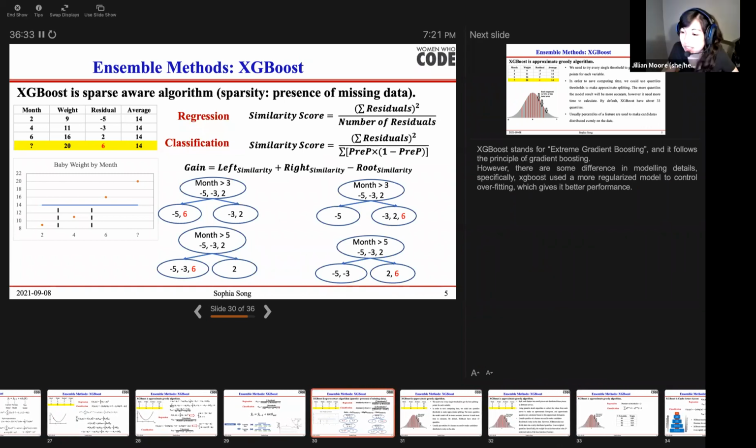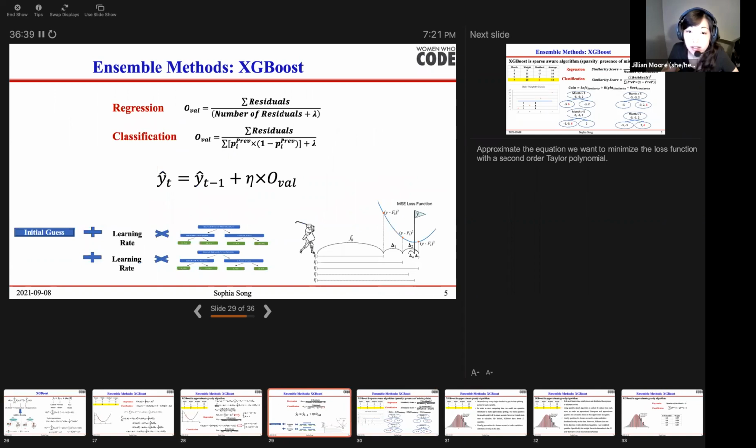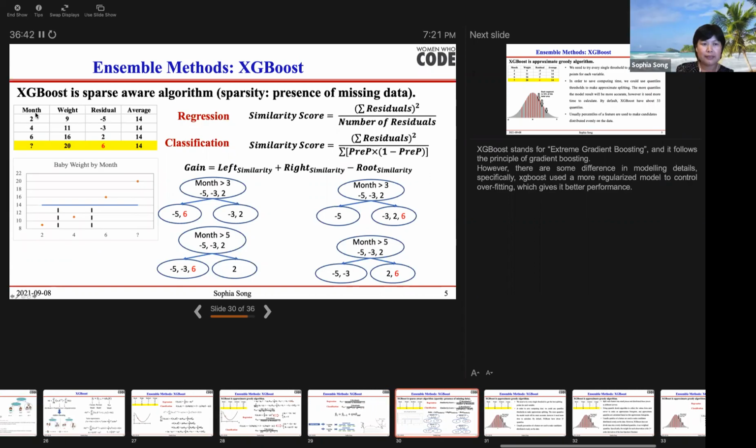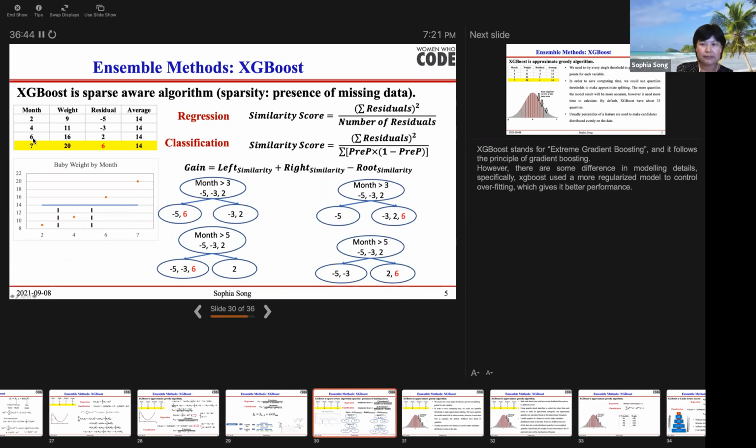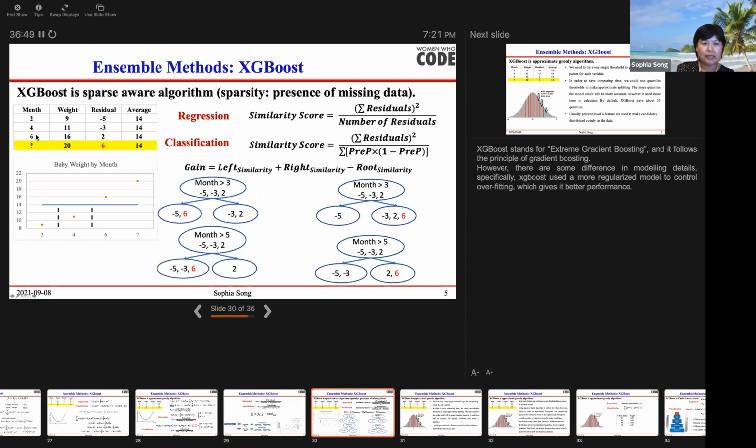Jessica was wondering, is month a target label? Which one? Month. Here, this one, on that slide. Is month the target label? Oh, no. The target value is the weight. The target value is the weight of the baby.